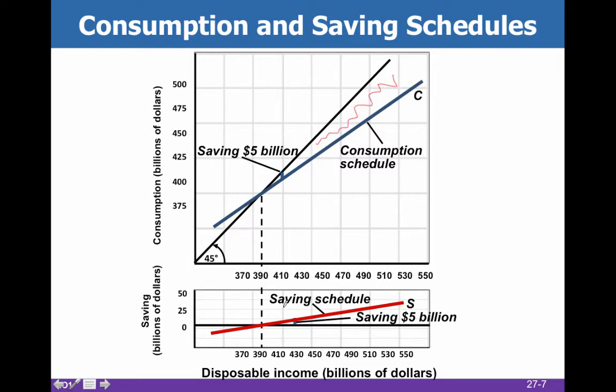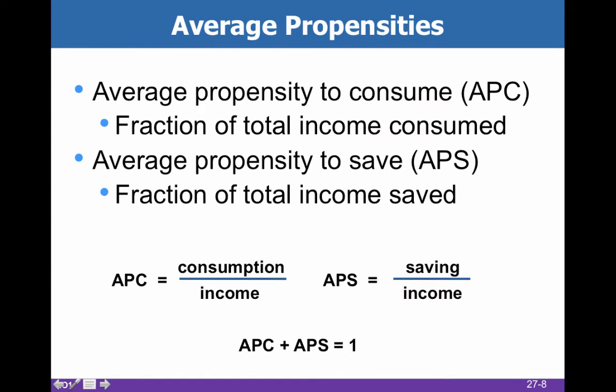So here's our savings schedule. It's the same sort of deal. It's just we're now graphing that line. So we save nothing if we make below 390, and then we start to save if we get above 390. So our average propensity just takes our consumption, and when we divide by our income, that's always going to give us our average propensity to consume. And then we do the same thing with savings. So APC, what we consume on average, plus what we save on average, must always equal 1. That's just math, nothing crazy there.